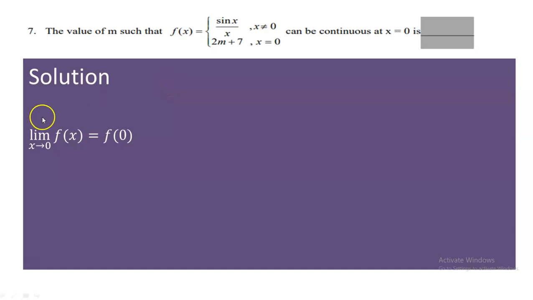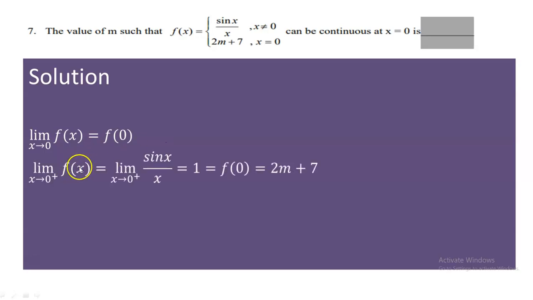A function f is said to be continuous at 0 if the limit of f of x as x approaches 0 is the same as f at 0. So if this is so, the limit of f of x as x approaches 0 from the right is the same as the limit of sine x over x as x approaches 0 from the right. Mind you that approaching 0 from the right is nothing but using numbers like 0.1, 0.01, something like that.